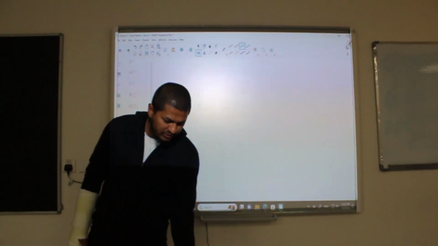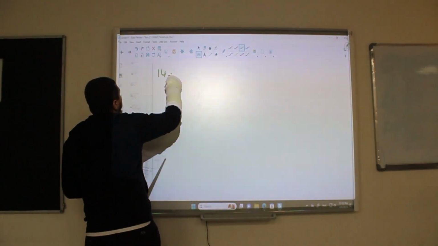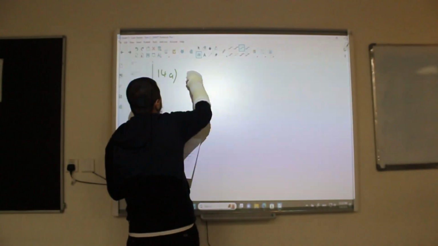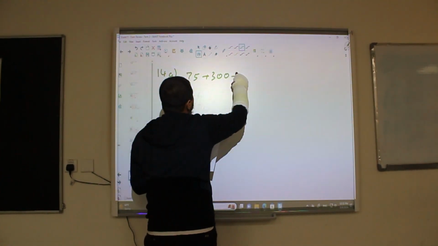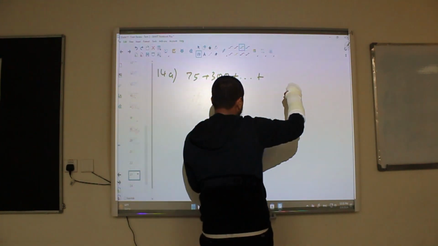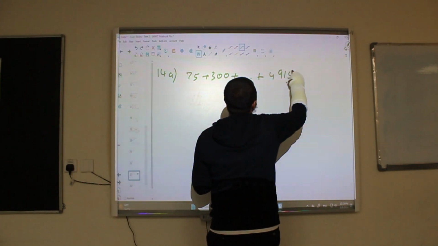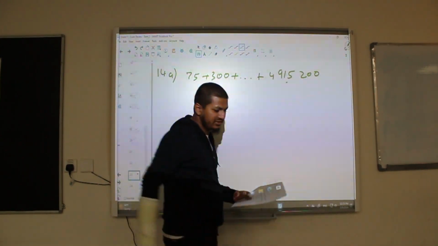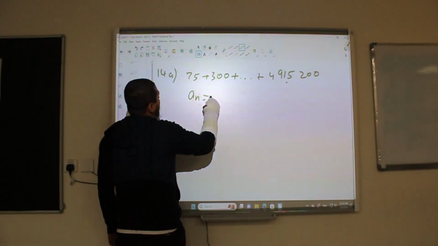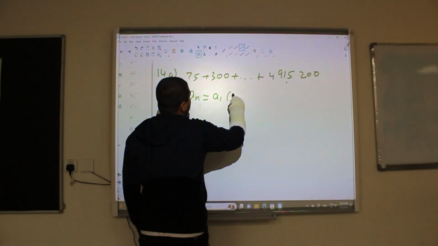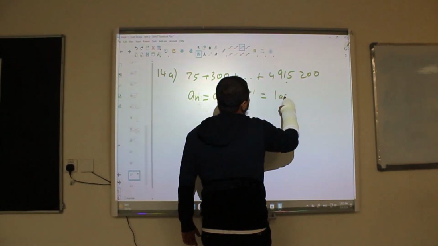Looking at the next question, we want to find how many terms are in the geometric series. So number 14a. To find the number of terms in the geometric series, you have 75 plus 300 plus and so on, up to 4915200, because they're telling us it is geometric. How many terms are in this geometric series? We are given the last term, so we use the explicit formula: an equals a1 times r to the power n minus 1, which is equal to the last term.